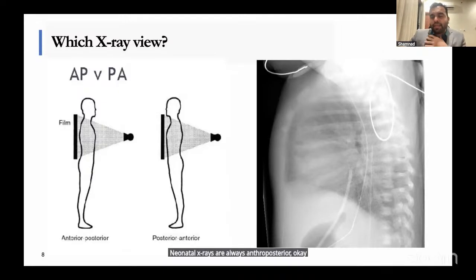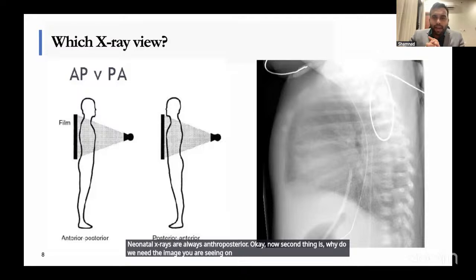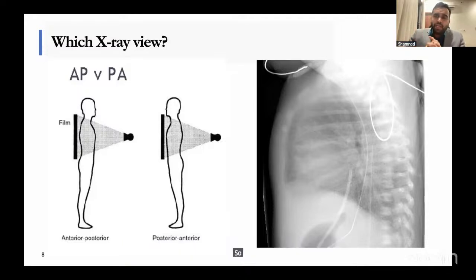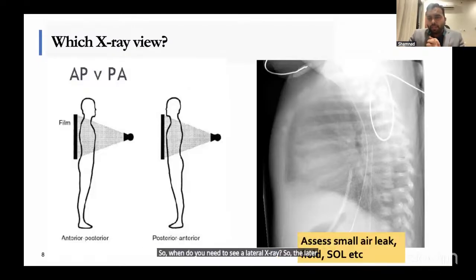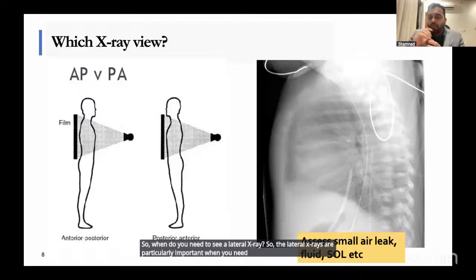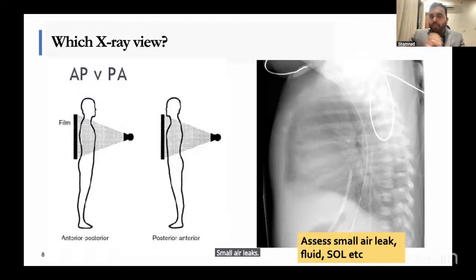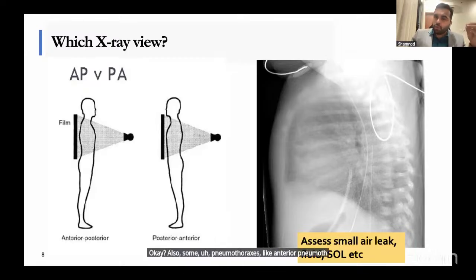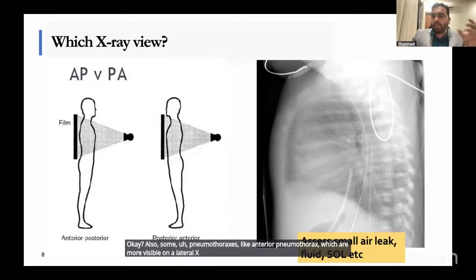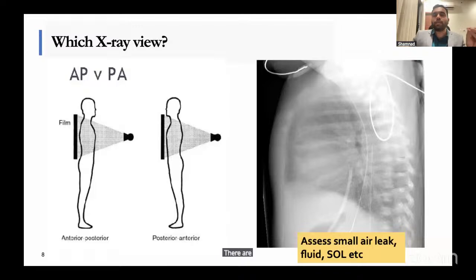Now, the second thing is, why do we need the film you are seeing on the right, which is a lateral X-ray? When do you need to take a lateral X-ray? Lateral X-rays are particularly important when you need to assess small air leaks, assess fluids, as well as any space occupying lesions. Also, some pneumothoraxes, like an anterior pneumothorax, are more visible on a lateral X-ray. So it is not that we need not take a lateral X-ray. It again depends on the scenario. There are certain clinical conditions where you will need to order a lateral X-ray also.